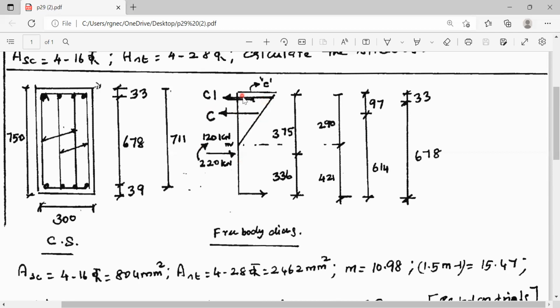The moment due to C1, compression offered by reinforcement, is acting in the anti-clockwise direction. Sigma M is equal to 0 means the moment in the anti-clockwise direction should be equal to the moment in the clockwise direction.